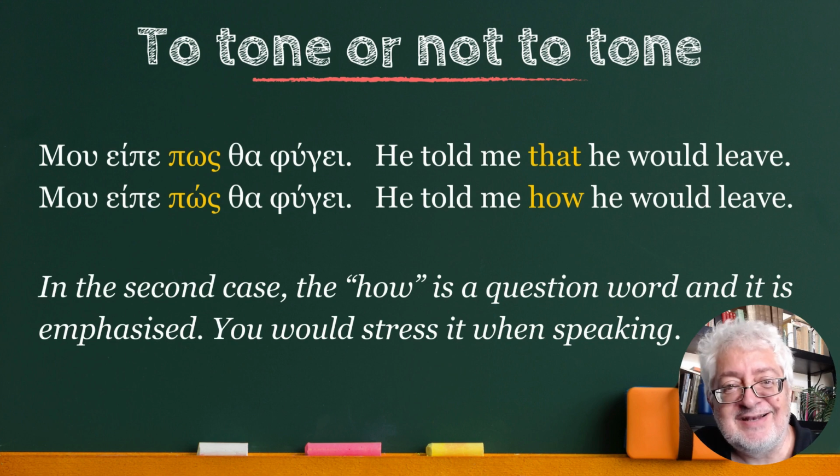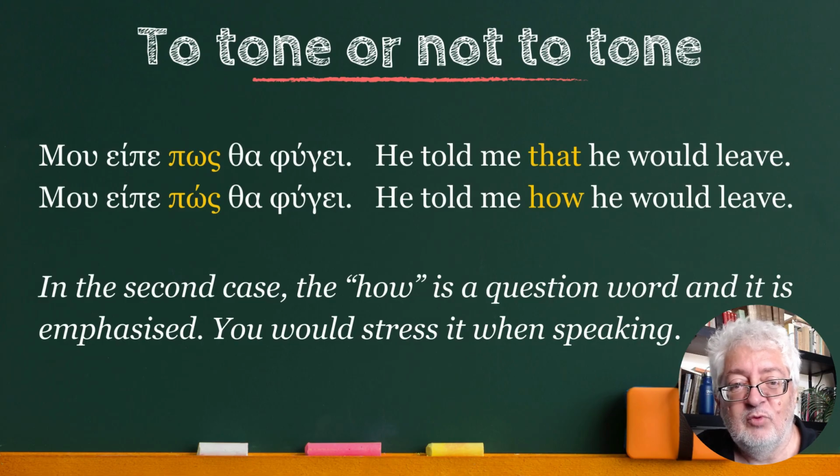Right? It's exactly the same word. It's exactly the same sentence, right? You see, but the one is not emphasized. So it just means that, unemphasized, he told me that he would leave. Or he told me how he would leave. Μου είπε πώς θα φύγει. And in the second case, this how is emphasized. It's the whole point of this sentence, right? It's a stressed word. And therefore, it does have a tone.